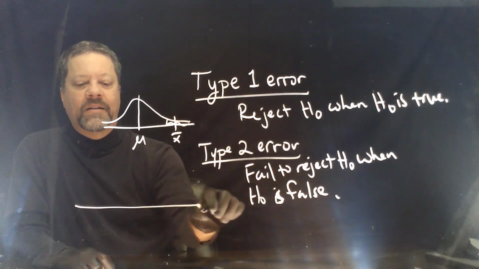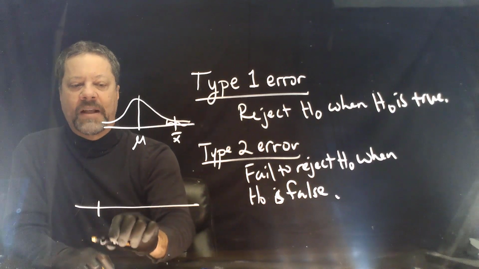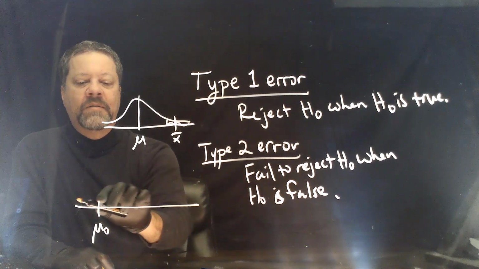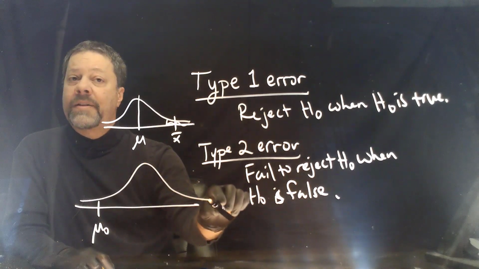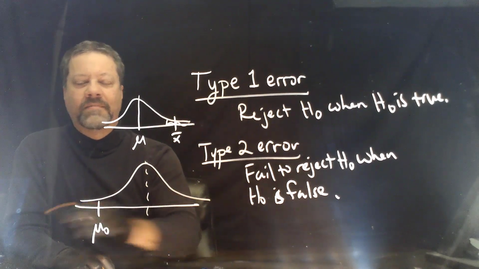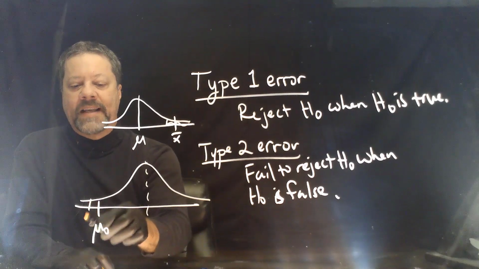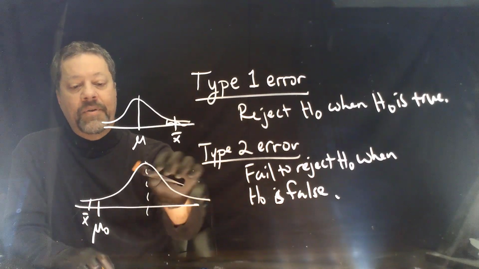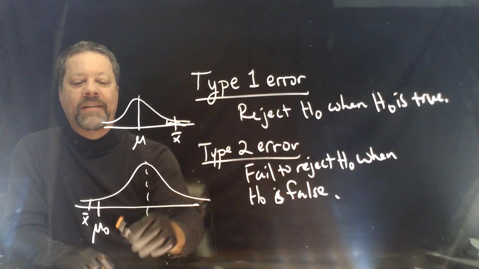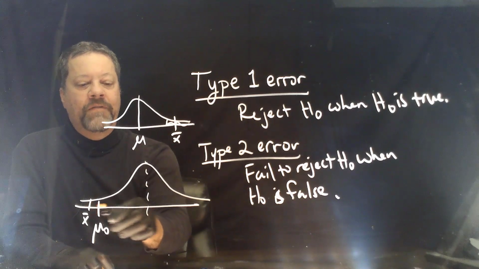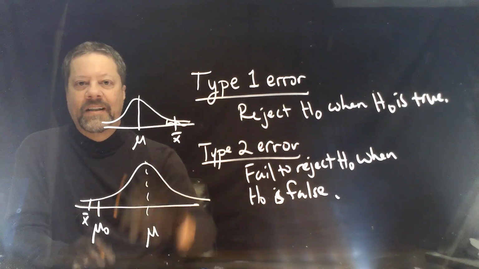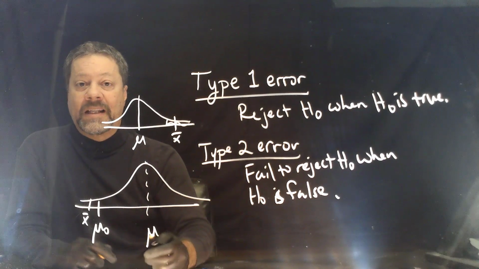Type 2 error can occur when we have this null hypothesis mean here, but the true mean is over here someplace. And yet, it's still conceivable that we could get a sample mean out here, even though the true mean is way out here to the right. And we could fail to reject the null hypothesis, even though the null hypothesis really is false.